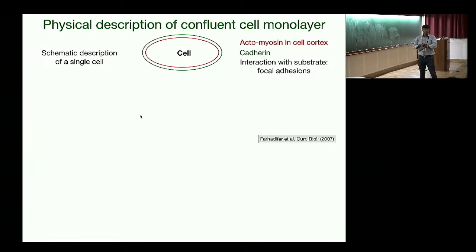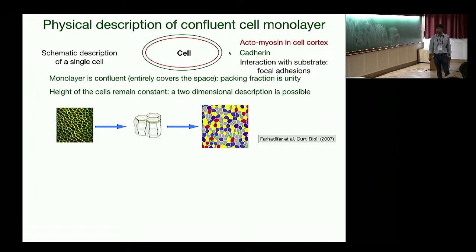First, let's go through a simplified physical description of the cell. For most practical purposes, the mechanical properties of a cell are given by a thin layer of cytoplasm made of actomyosin, which is known as the cell cortex. And then there are different adhesion molecules for cell-cell interaction, and the cells can also interact with the surface, which is via the focal adhesion and so on.